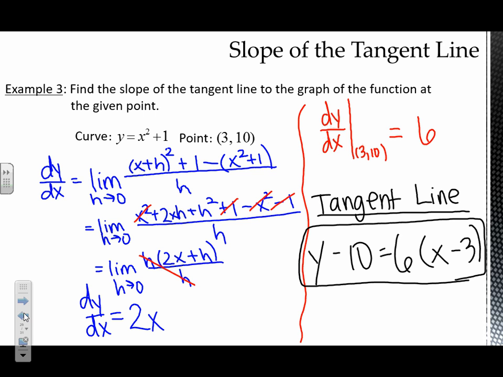Fantastic. Biggest thing about today, you have some new notation. You now know what a derivative means, and you know where a function can be differentiable. On Monday, we will still work in this section and talk about the relationship between a graph and a derivative graph.